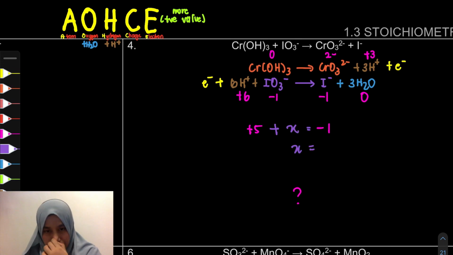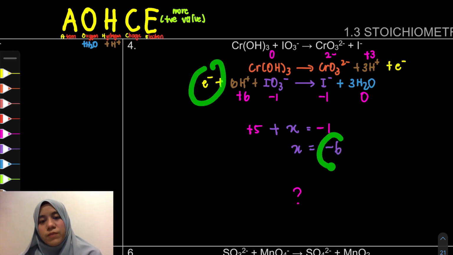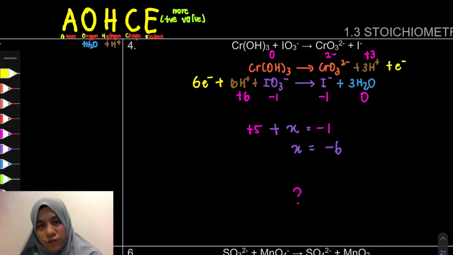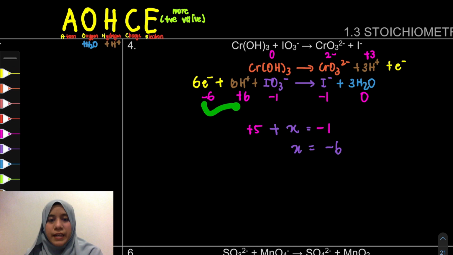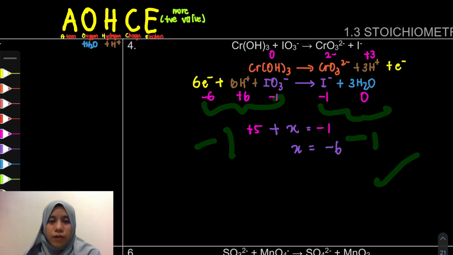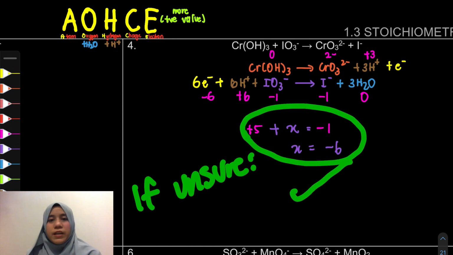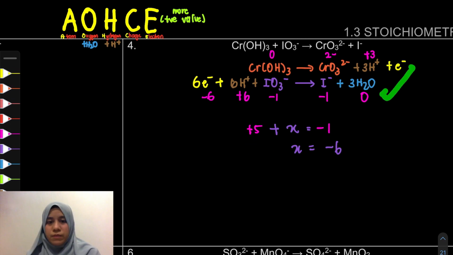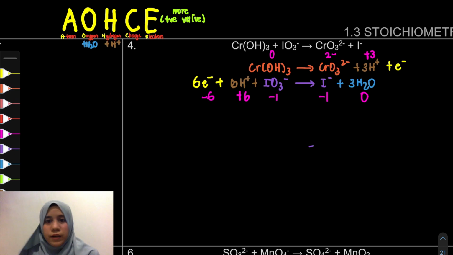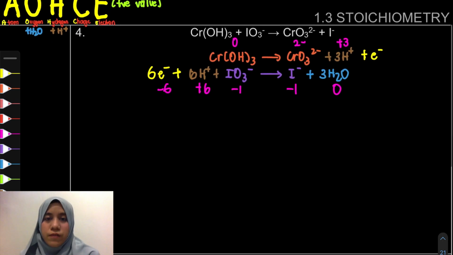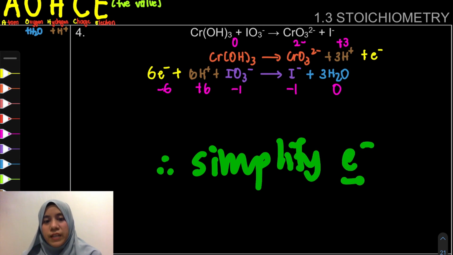Now we know that when we calculate, our X is negative 6. It means that we need 6 electrons. Again, if not sure, do the calculation like this with the X. If you are confident, just do it the usual way, calculate and write it off directly. If unsure, you can use the X. Okay, next is to simplify the electron.